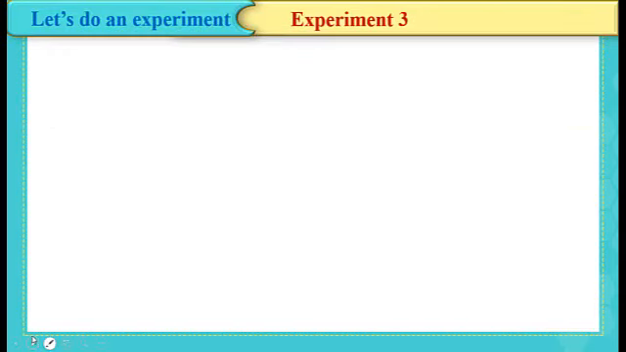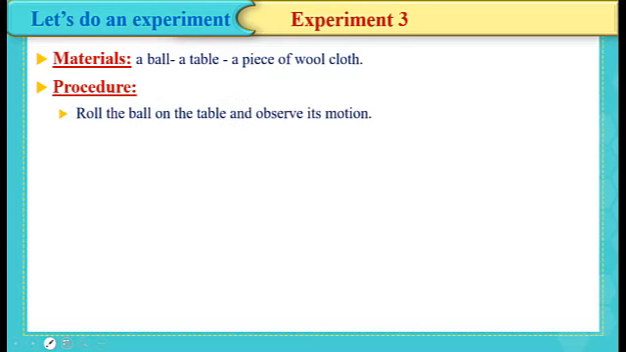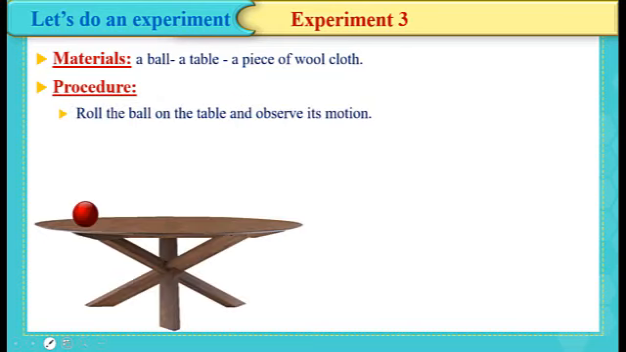Now, experiment 3. Materials. You need a ball, a table, a piece of wool cloth. Procedure. Roll the ball on the table and observe its motion. Let's see how. By our hand, we roll the ball on the table.